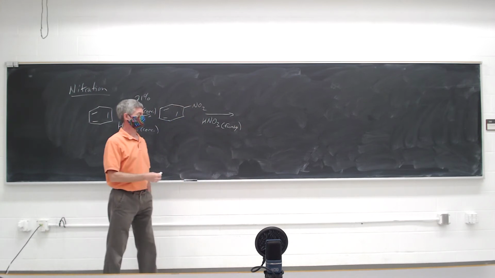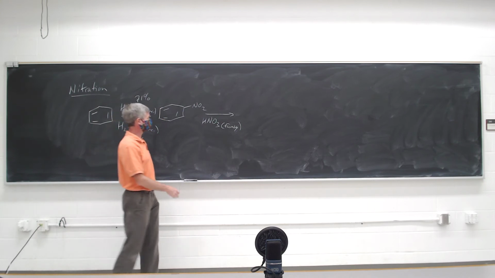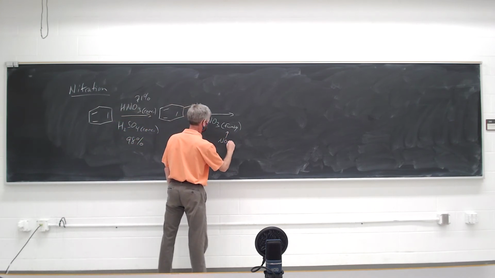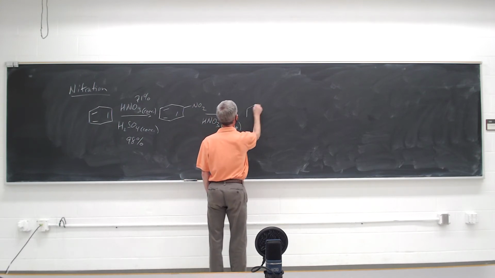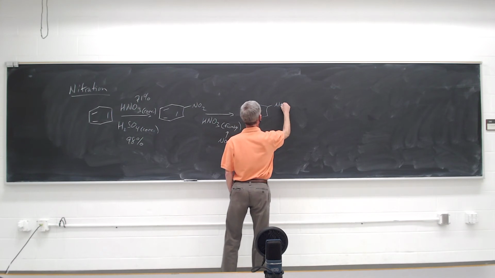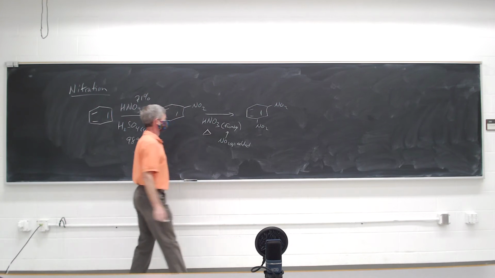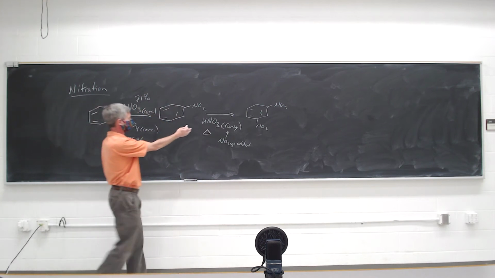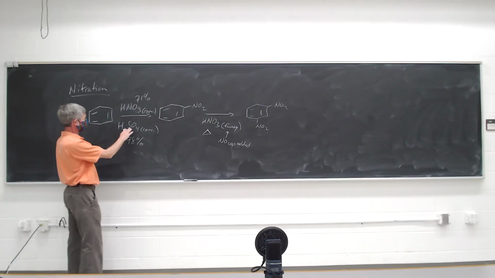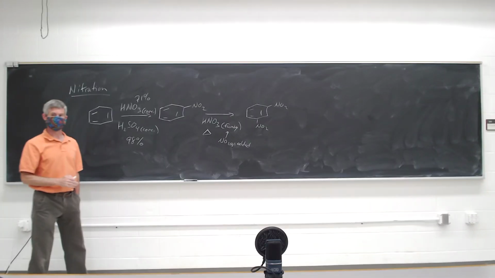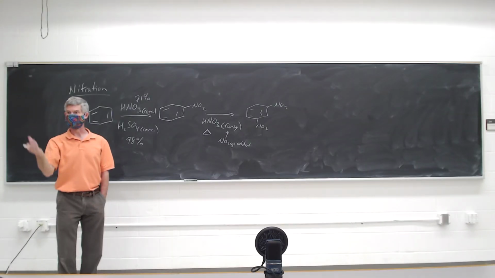fuming nitric acid, which is concentrated nitric acid into which you have bubbled NO2 gas. And then you can put multiple nitro groups on. You can make 100% nitric acid from this mixture by distilling it. If you take a mixture of concentrated sulfuric and concentrated nitric acid and heat it up, you will distill out 100% nitric acid with no water present.